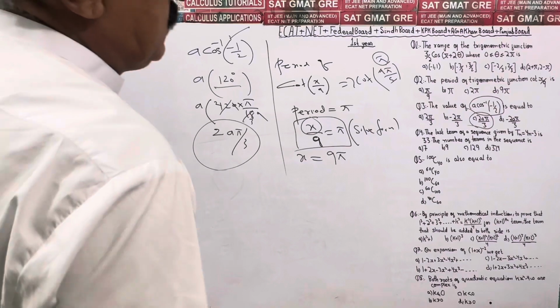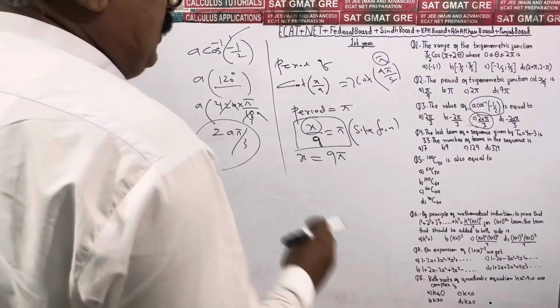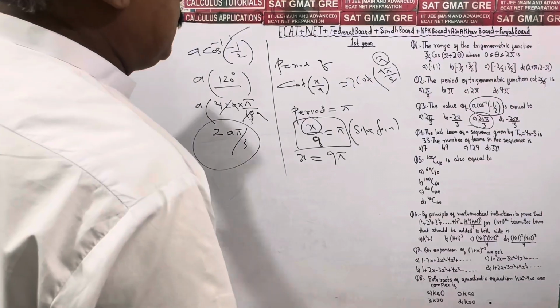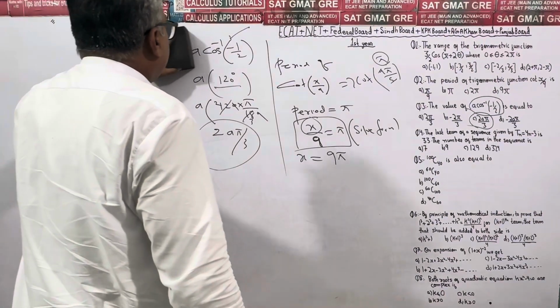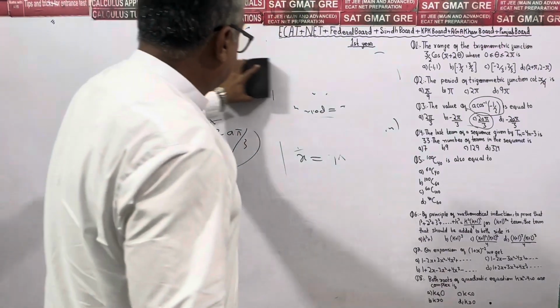The last term of a sequence is given by Tn is equal to 4 times n minus 3, which is 33. The number of terms in the sequence is to be found out. Let's see and find out what this is. Question number 4 it is.